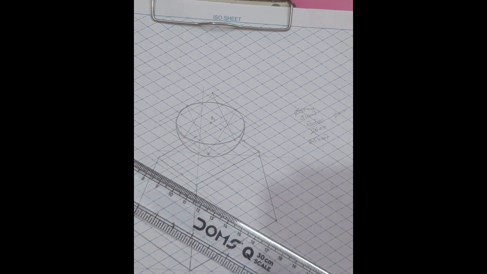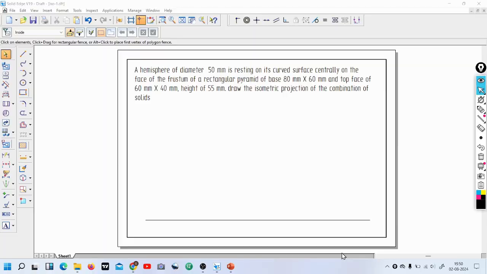Okay. Now this completes the solution. Okay, now let us see isometric projection, fifth problem, computer solution.